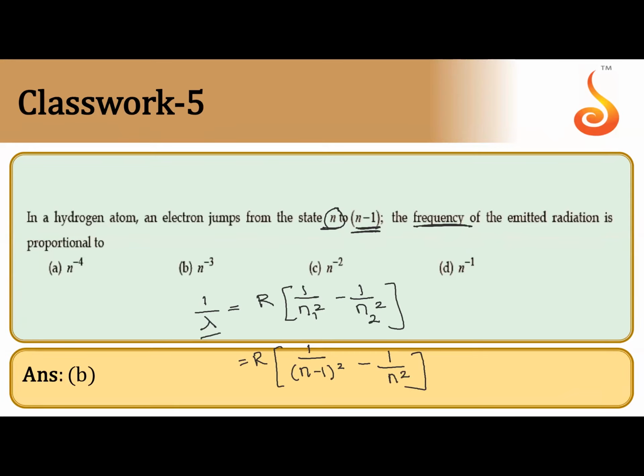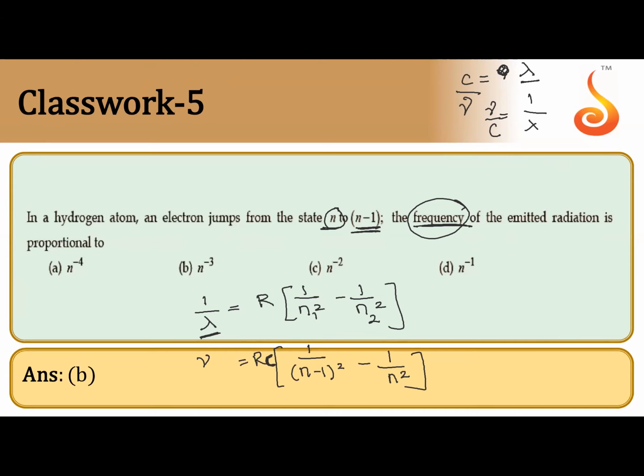Now I don't want lambda. I want frequency. So what is the relation? C equal to nu lambda. So lambda will be equal to C by nu. So 1 by lambda that we have here will be nu by C. Or as I want only frequency, I will send this C here. Okay, so this is what you need to solve.